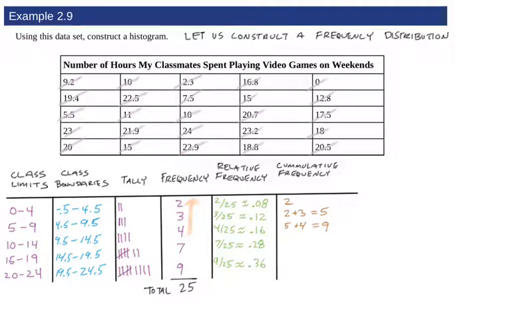Then the next one's going to be 5 was in the previous one, and then plus 4, so how many in this class and everything before it? And we're going to do that all the way through. So this is a cumulative frequency. And at the end, we should get 25.